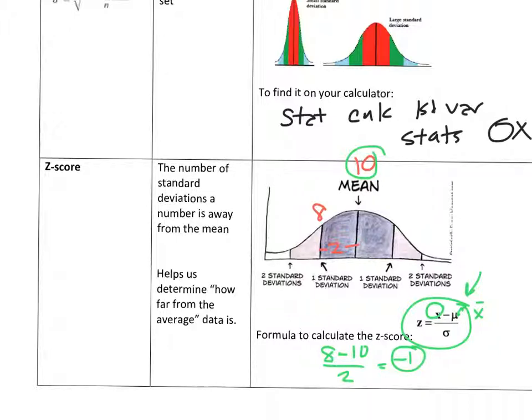Z-scores can be decimal too. Let's say that the data over here was 13.2. To find the z-score, you take 13.2, subtract the mean, which is 10, and then divide by the standard deviation. We're given the standard deviation is 2. So you would do 13.2 minus 10 and divide by 2. You're going to get a positive value, 1.6, and it's positive because 13.2 is greater than the mean.